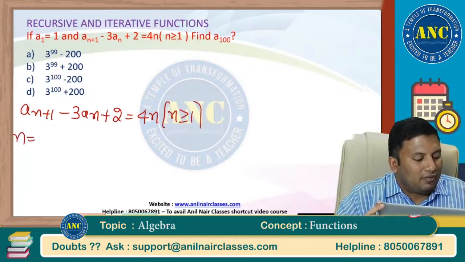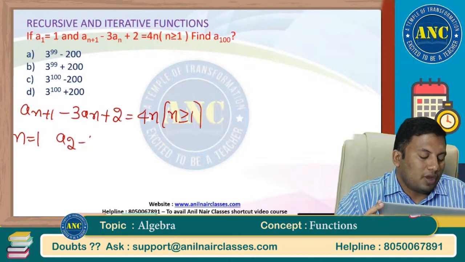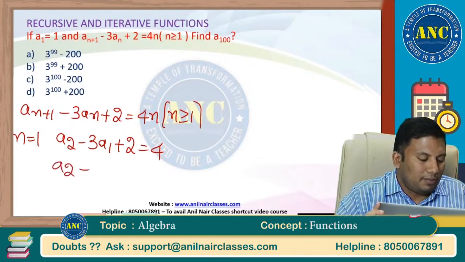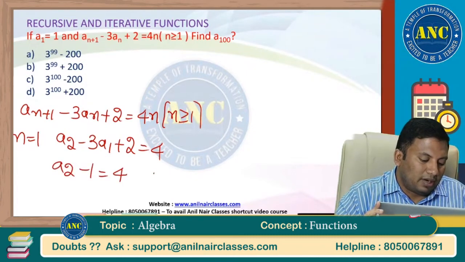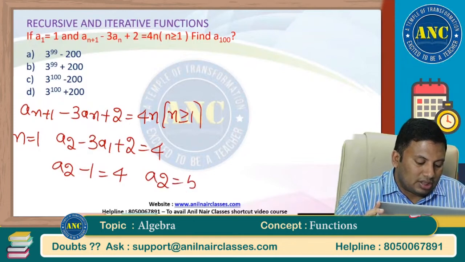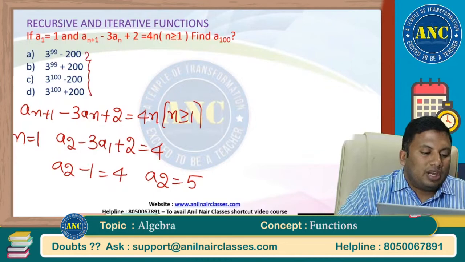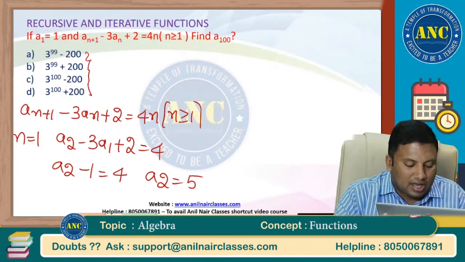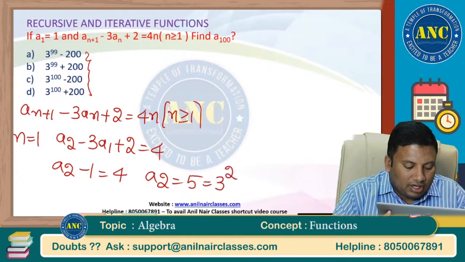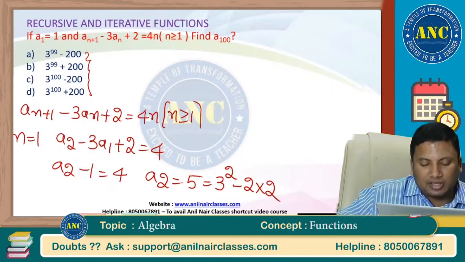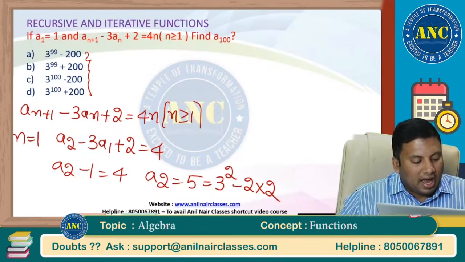Let me put n value 1. a2 minus 3a1 plus 2, it is nothing but 4. a2 minus 1, it is nothing but 4. a2, it is nothing but 5. All the answers are of the form 3 power something plus or minus. 5 can be written as 3 square minus 2 into 2. 9 minus 4 is 5. From where did we get this idea of 3 power something? Just looking at the answer options.